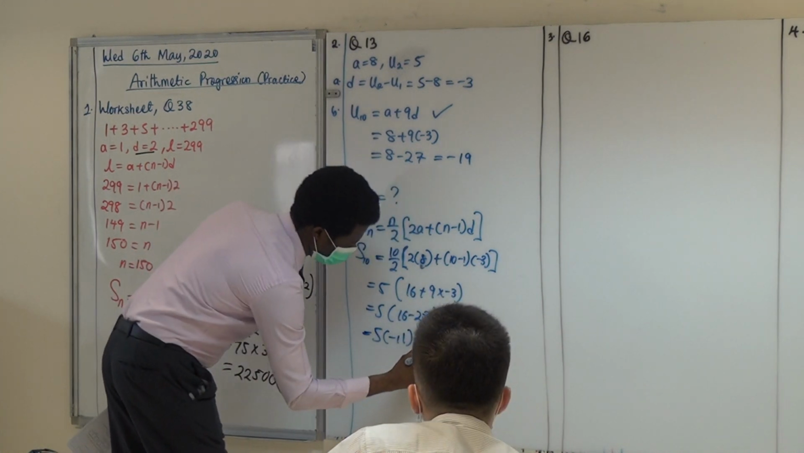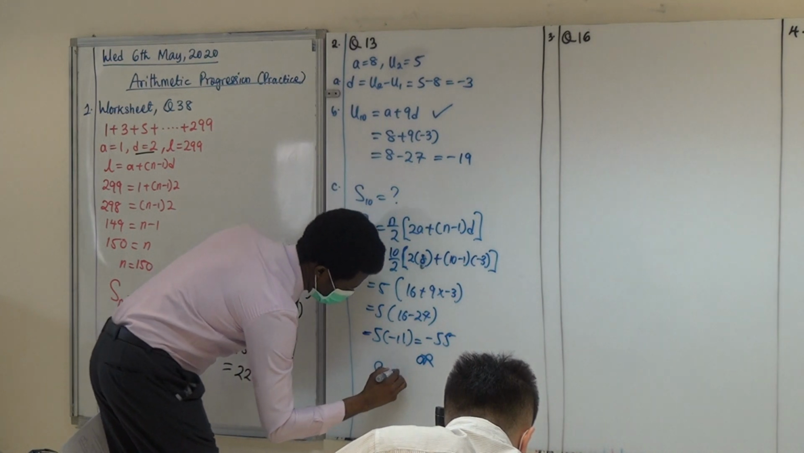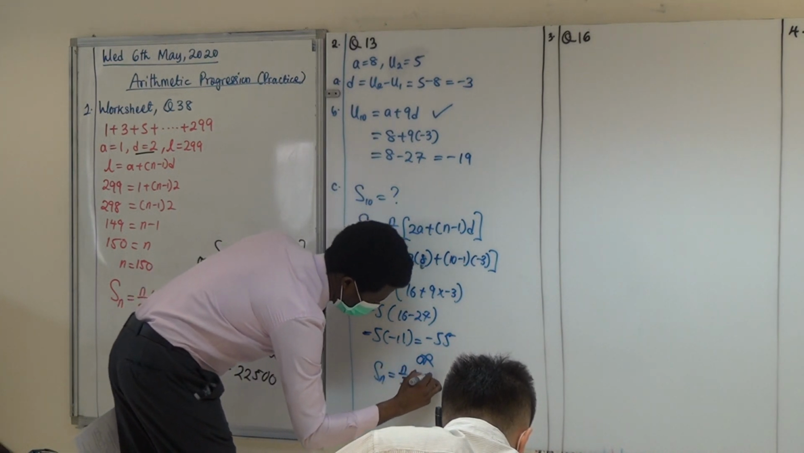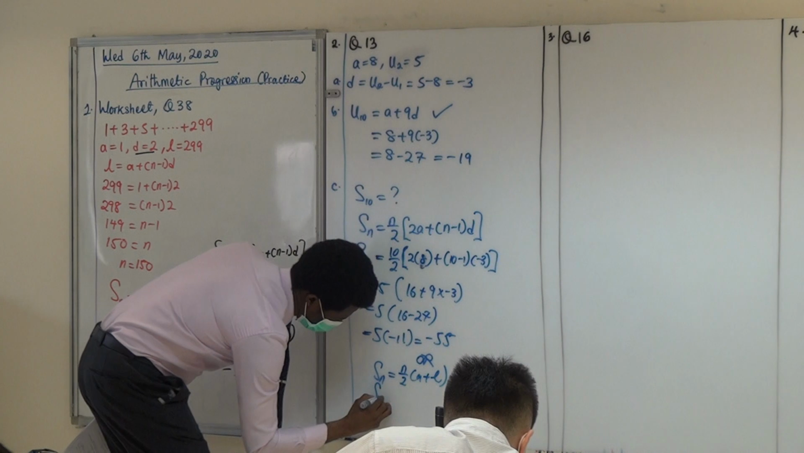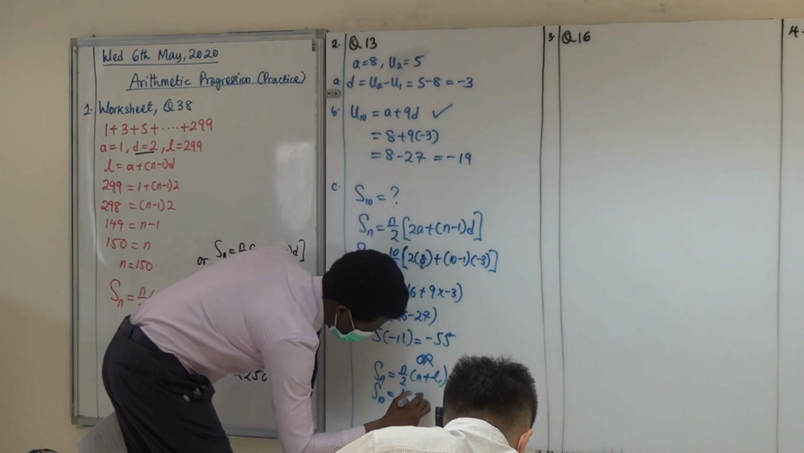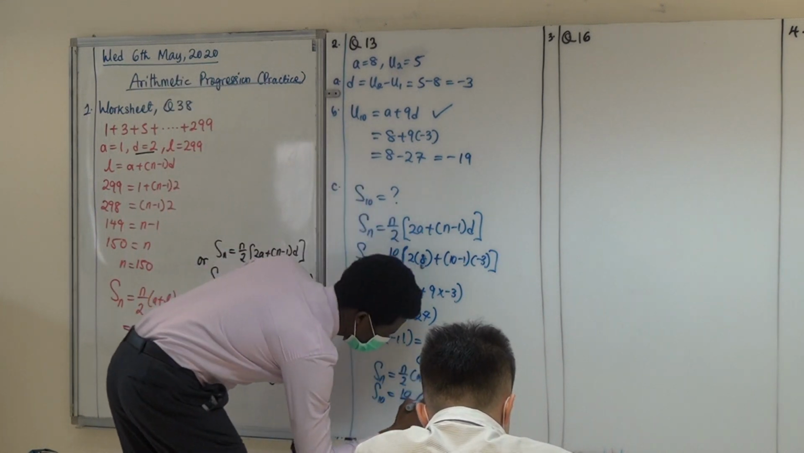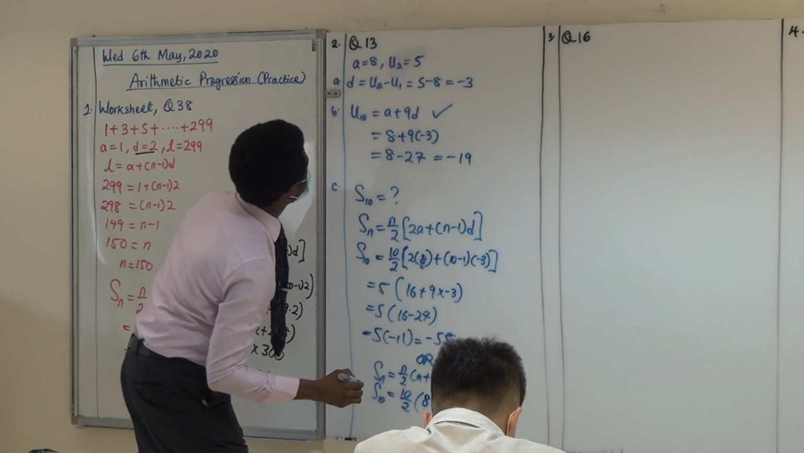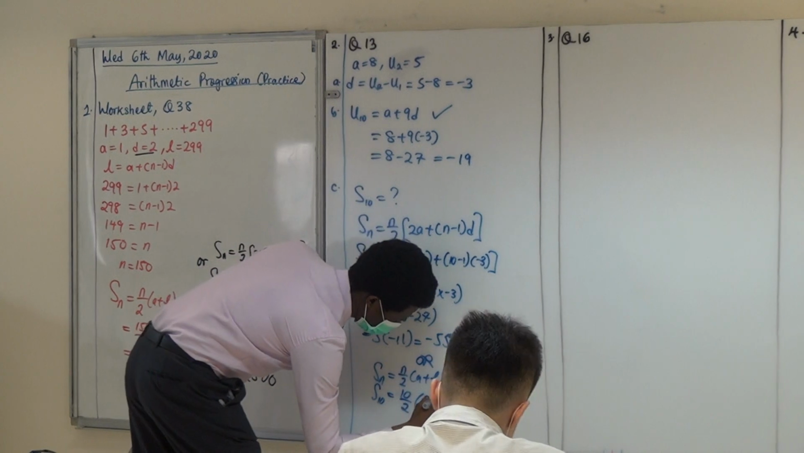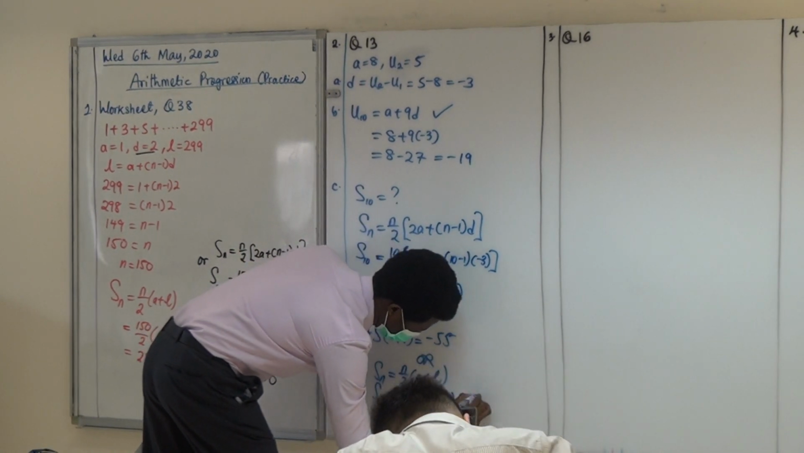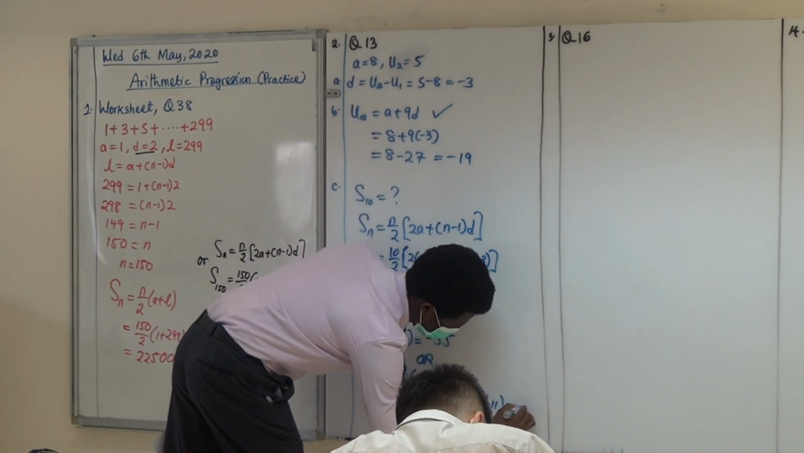And if you use the other one, Sn, n over 2, a plus l. S10, 10 over 2, a is what? 8. And U10 is negative 19. Do we still have the same thing? Yes. Still get negative 55.